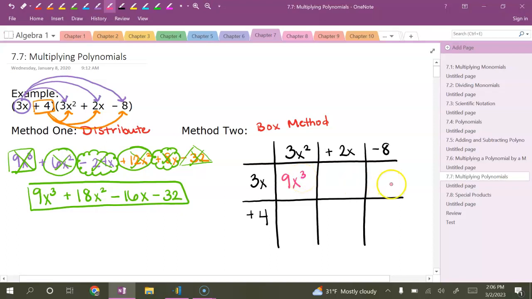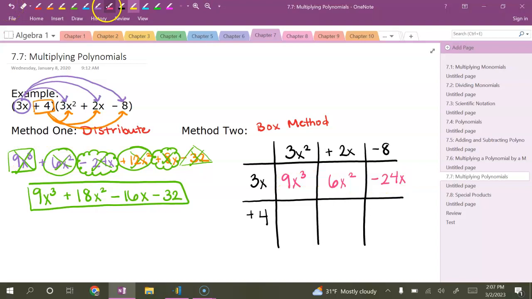If I go across the top here, 3x times 2x would be 6x squared. And then 3x times the negative 8 would be negative 24x. And if you notice, these three terms are the exact same three terms that I had over there. So I'm doing the same process. I'm basically distributing. It just looks different because it's put into the boxes.